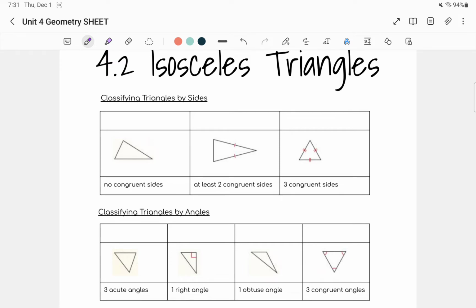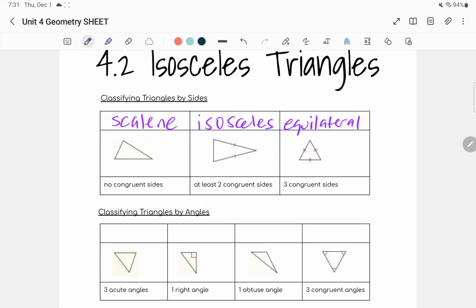If a triangle has no congruent sides, we call that a scalene triangle. If it has two congruent sides, we call that an isosceles triangle. And if it's got three congruent sides, we call it an equilateral triangle.